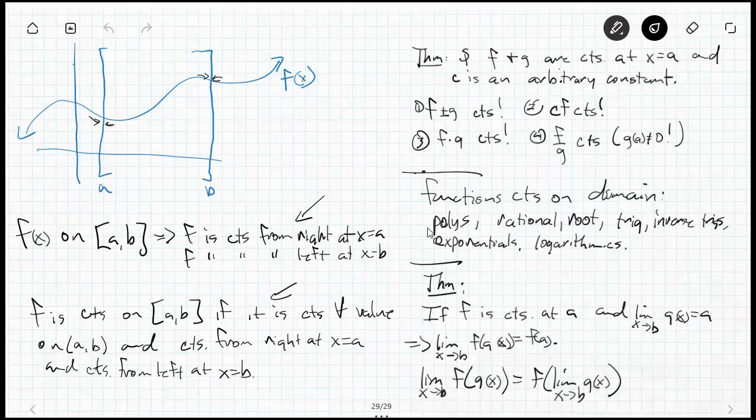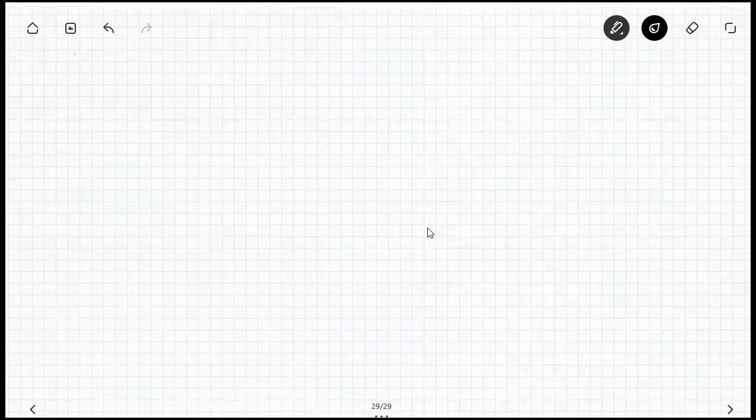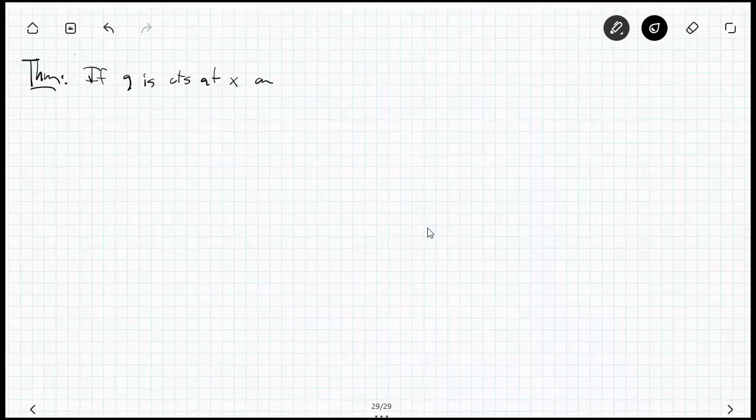Now you may be saying, Ripley, why are you bringing this up now? Well, again, look at what this says. This is another theorem about continuity. Suppose that g is continuous at x equals A. And I know I'm flipping around my A's and my B's, but don't be afraid. It's good. And I want there to be a difference between what we do with the continuity and what we do with the limits. Okay, so suppose g is continuous at x equals A and f is continuous at g of A.